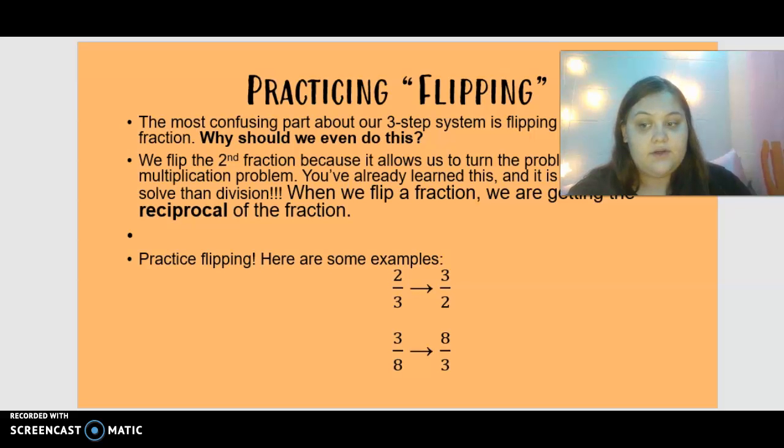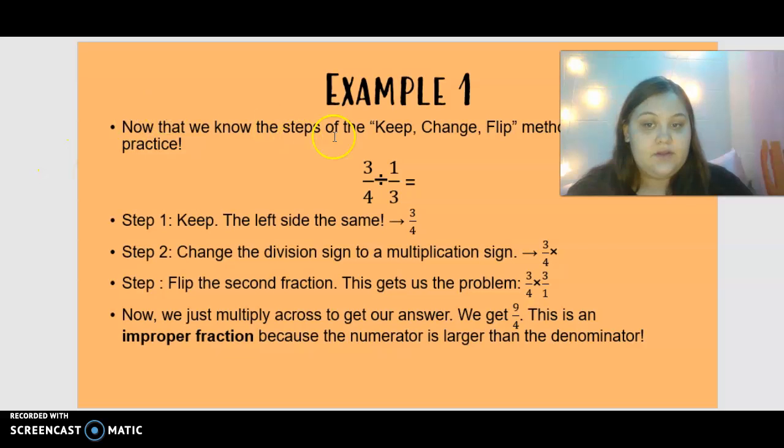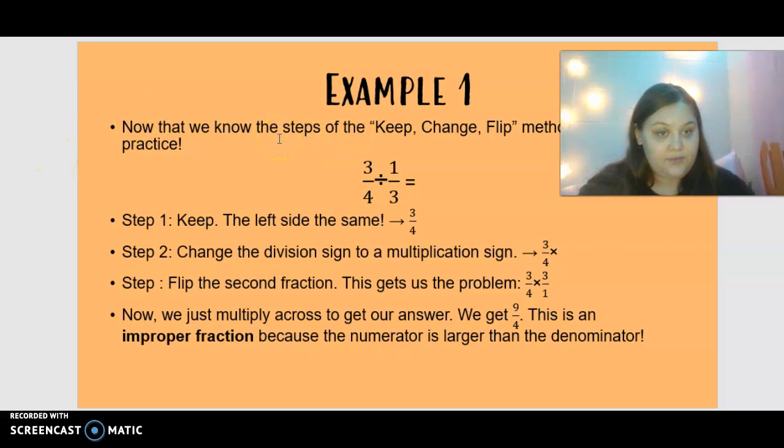So now we're going to start with example 1. Now that we know the steps, we're going to do some more practice. For this one, we have 3/4 divided by 1/3. For the first step, we're going to keep the left side the same. 3/4 stays the exact same. We're not doing anything to it. For the second step, we're going to change the division sign to a multiplication sign. Right here we have a division sign. Now we have a multiplication sign, right?